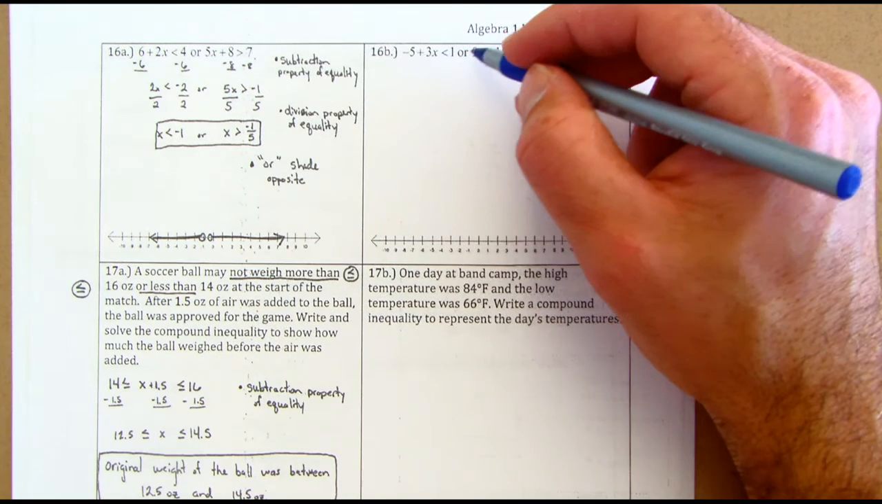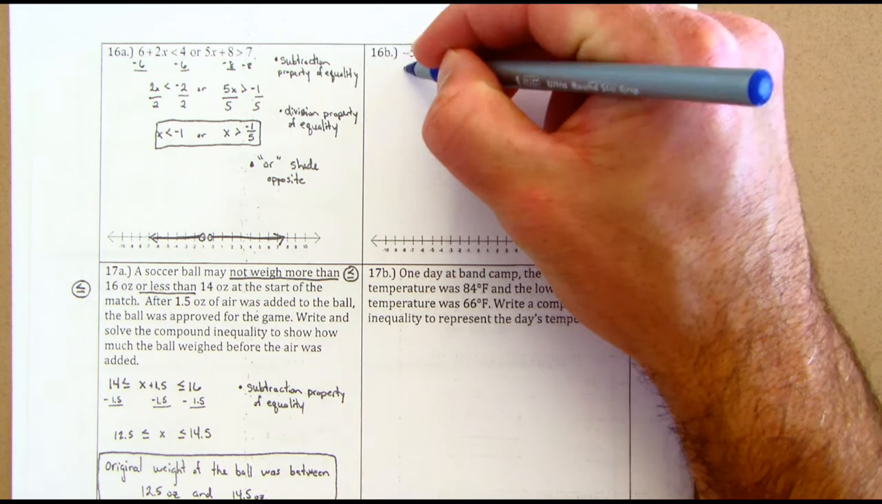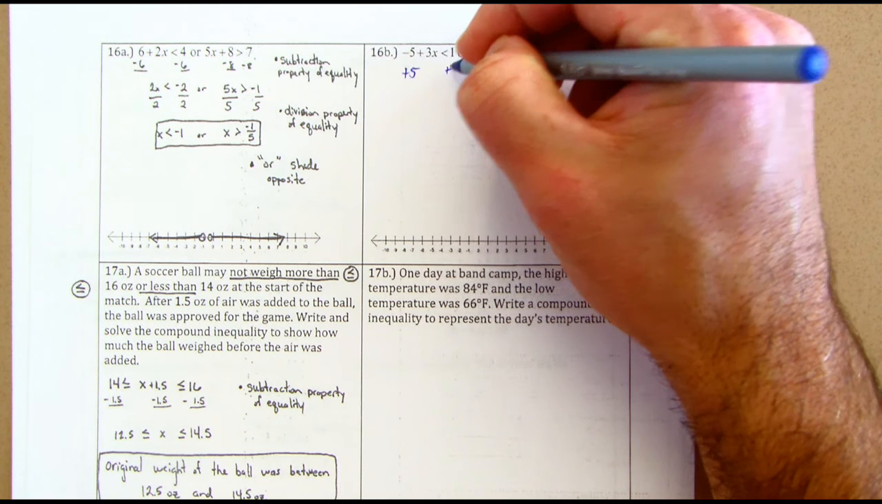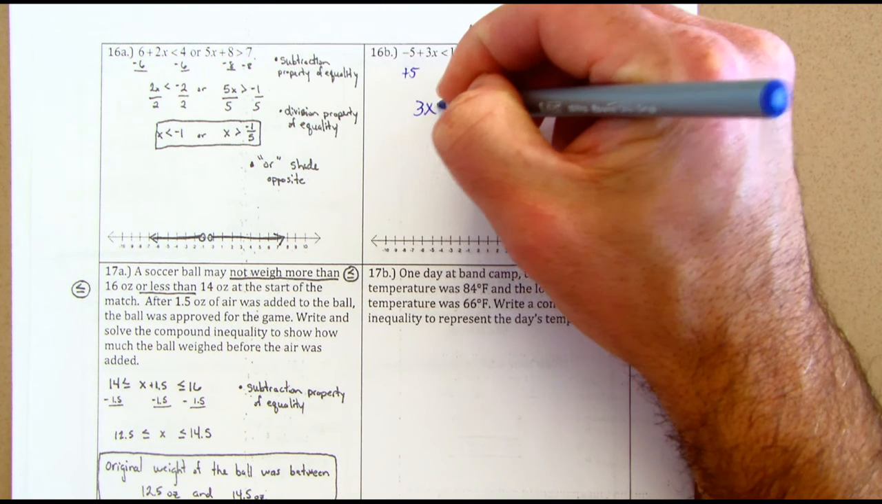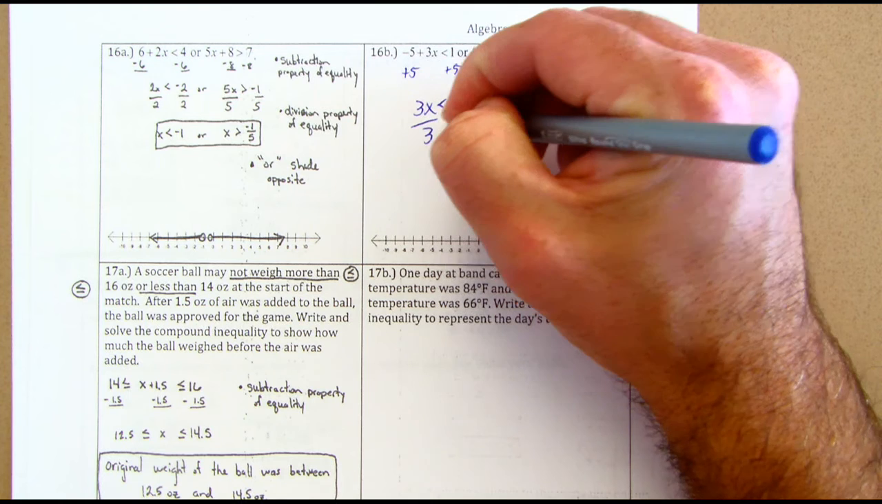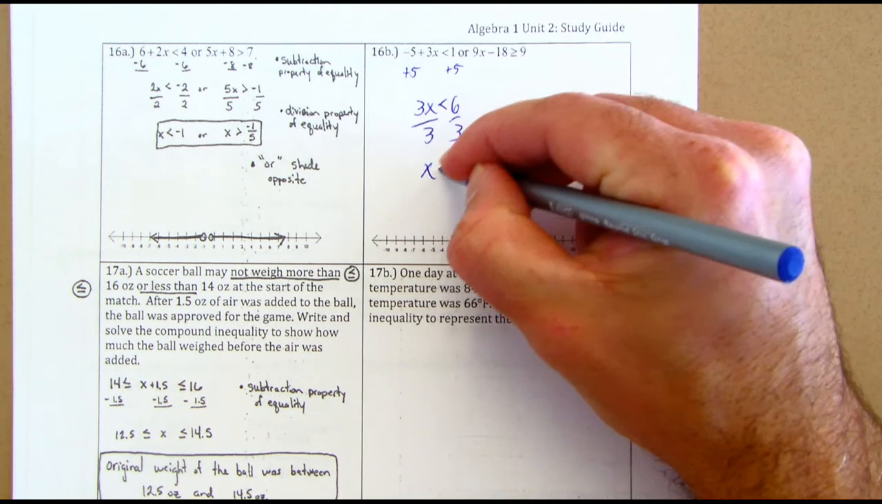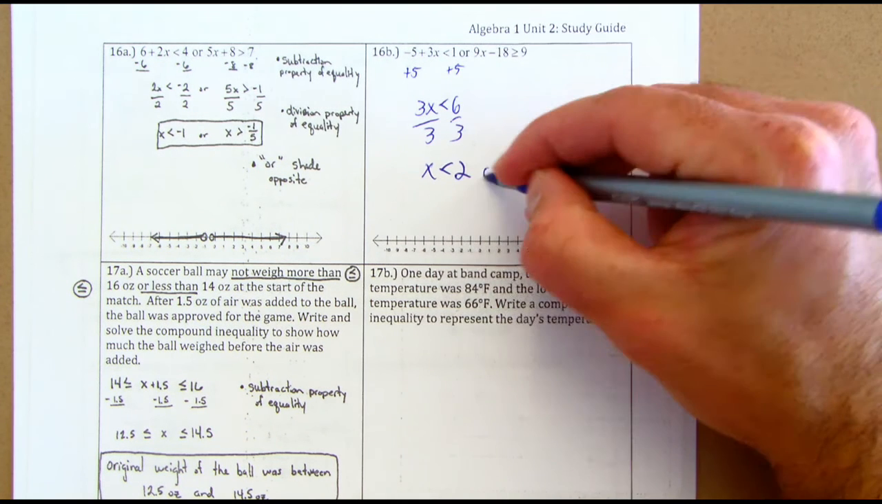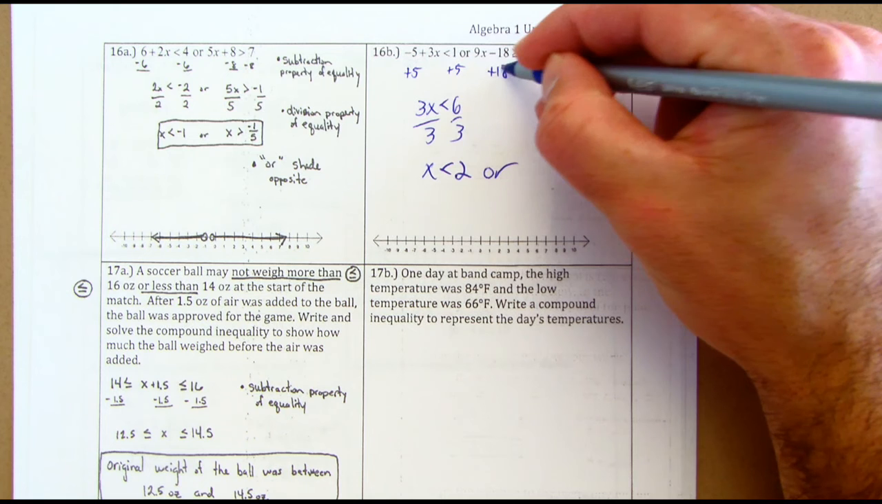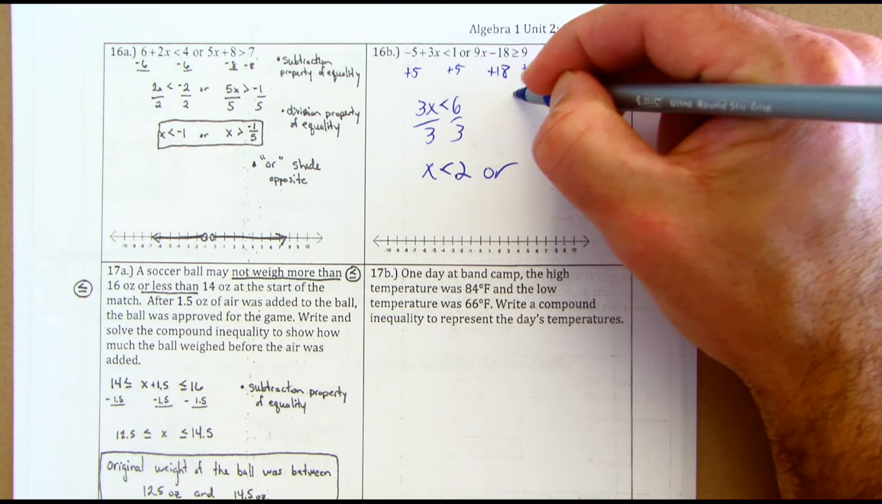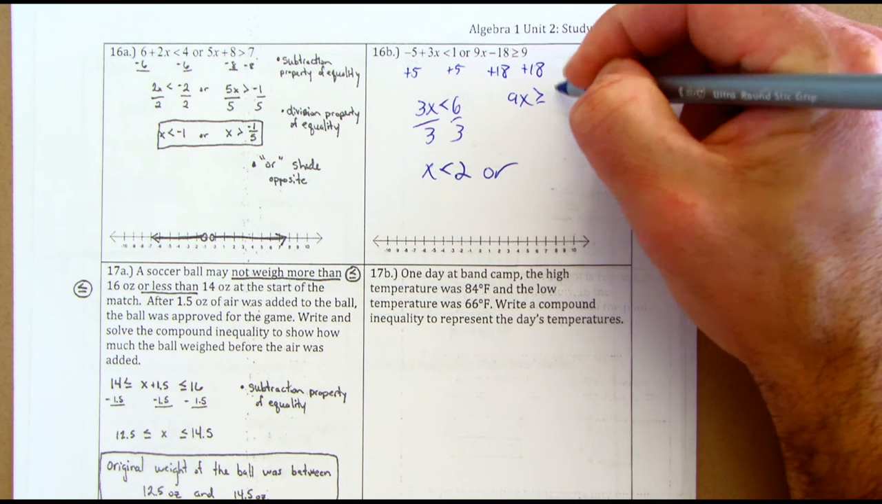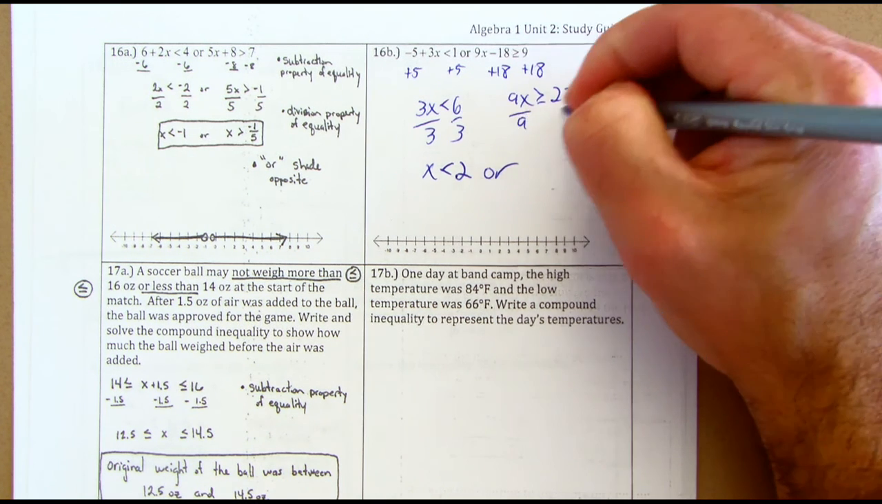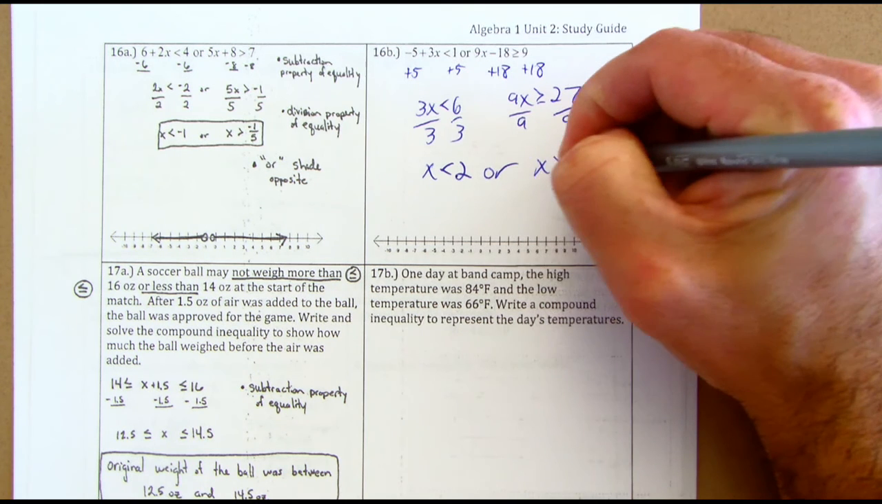I got an OR inequality here. So first up, I'm going to add 5 to the left and the right there. So I got 3x is less than 6. Divide both sides by 3. X is less than 2. Or add 18 to both sides. So I got 9x is greater than or equal to 27. Divide both sides by 9. I got x is greater than or equal to 3.